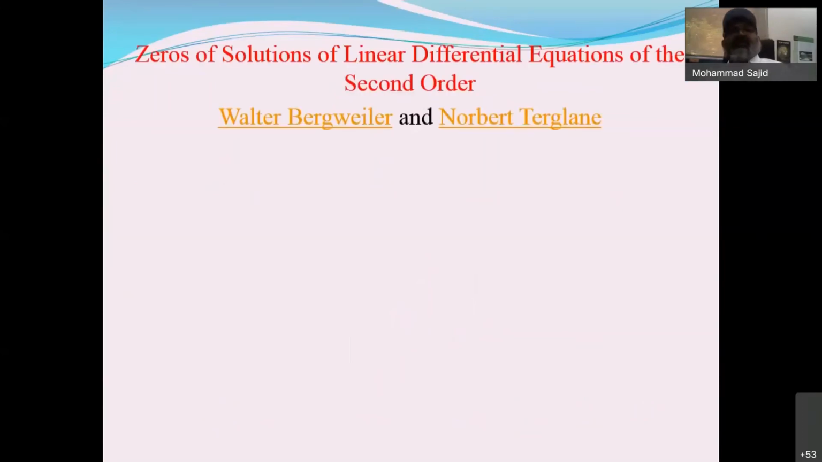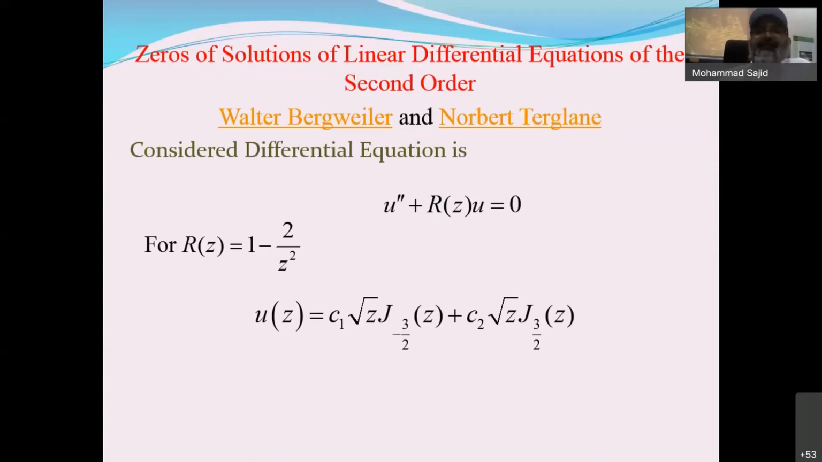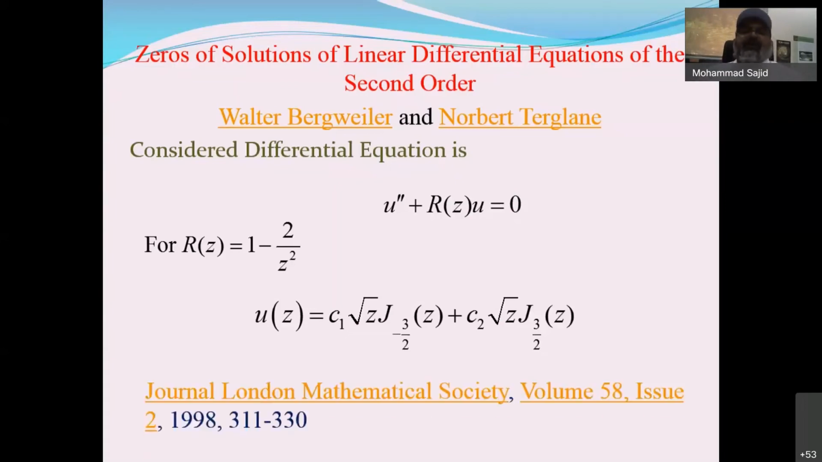So now for this purpose, we have taken some differential equation. We have a solution, and this solution is associated to the complex plane. We will study the zeros of the solution of a linear equation of second order, and we will see we have fractals and maybe some chaotic behavior. So consider a differential equation of second order: u double dash plus r(z) u equals 0. Here r(z) is defined by 1 minus 2 over z squared. We get a solution u, that is c1 square root of z J of minus 3 over 2, of z, plus c2 square root of z J of 3 over 2, of z. This is a Bessel function. Okay, so we get this function.